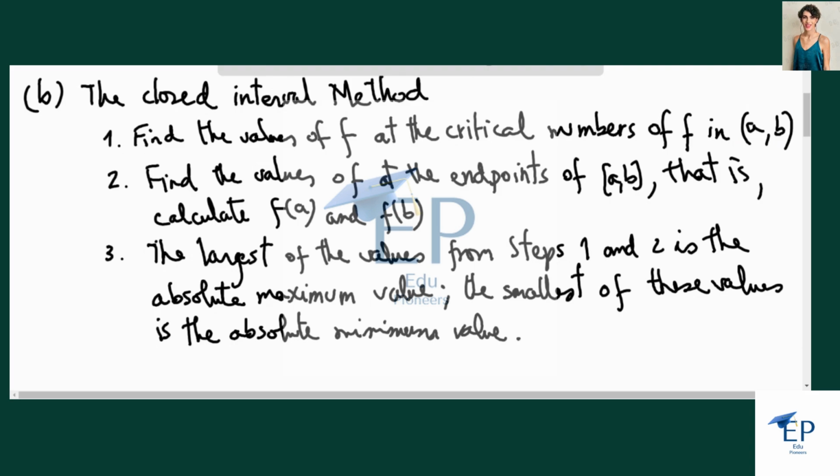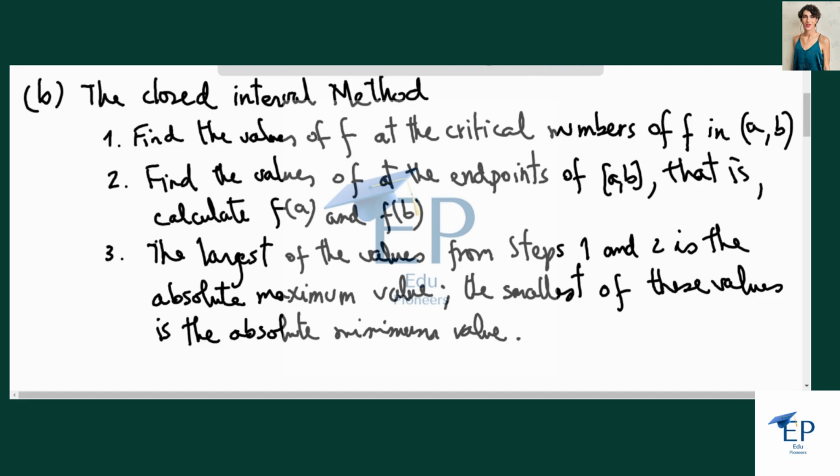So we have to calculate the first derivative and solve the equation f'(x) = 0 and inspect whether the derivative is not defined at some points inside the interval. At all those points, that is all the critical numbers of f in (a, b), we have to evaluate the function there. In step two, we evaluate the function at the endpoints of the interval. That is, we find the values f(a) and f(b).